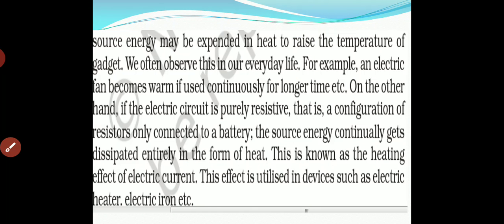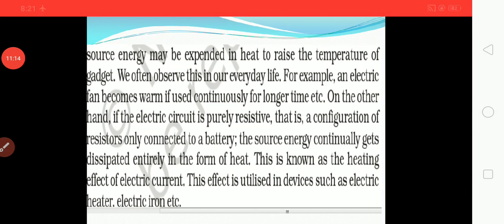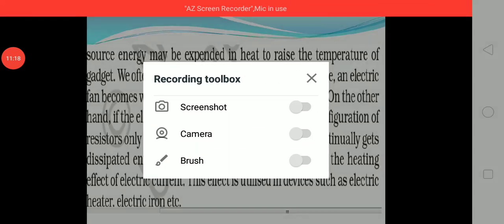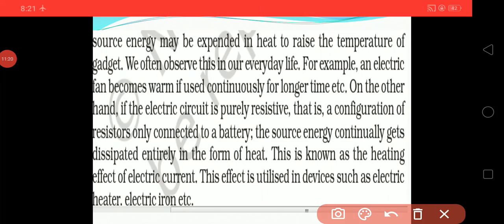The rest of the source energy may be expended as heat. We have seen that because of the flowing of current, energy is formed, but where is this energy used? First we studied that the energy works for a mechanical purpose, in which you can see the rotation of a blade, due to which the fan gets on and we get a proper amount of air.